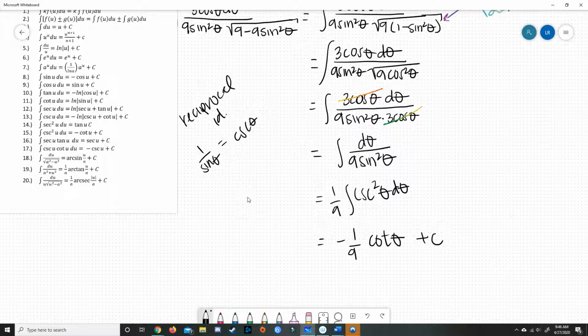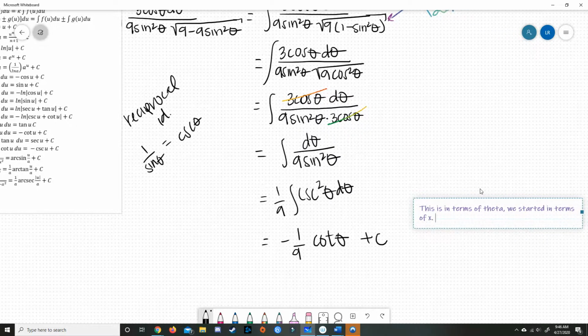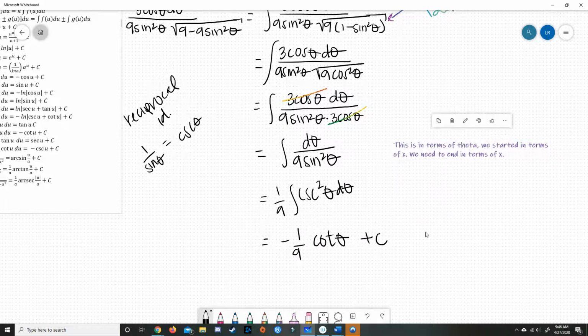Now, it would be so cool if we were done. That would be so nice if we were done. But we have this in terms of theta, and we started our problem in terms of x. We need to end in terms of x. But we do have a method to do that.